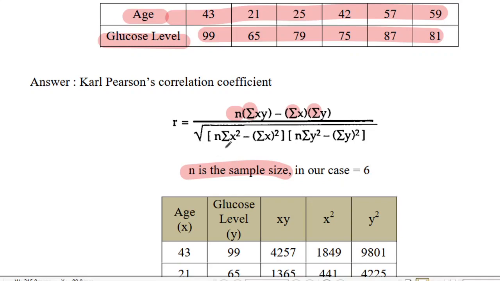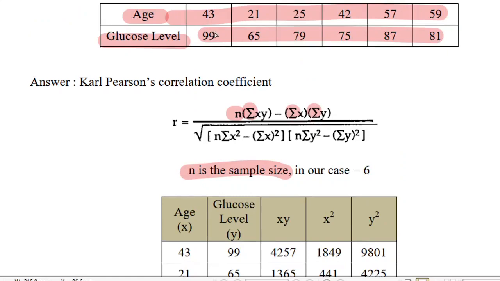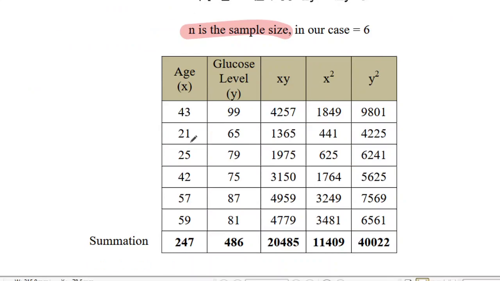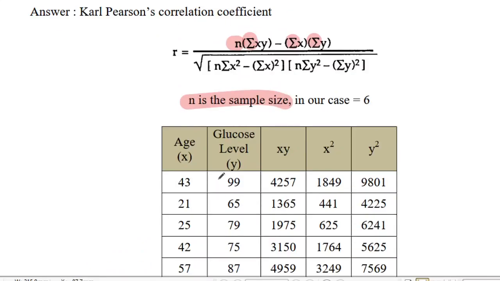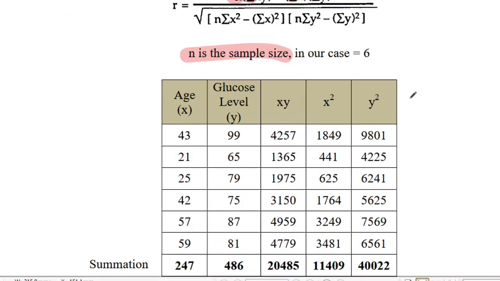Based on the formula, we want to calculate the terms xy, x square, y square. First of all, we transform this horizontal table to vertical table. The x values are 43, 21, 25, 42, 57, 59. The y values are 99, 65, 79, 75, 87, 81.